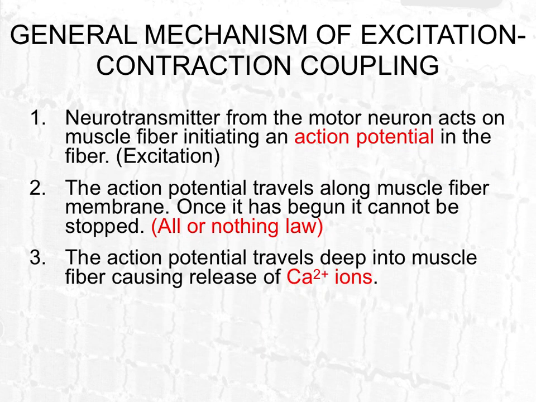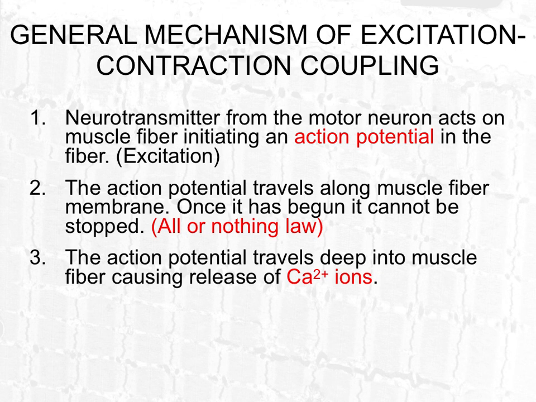So here's that in more words. Once the acetylcholine crosses the gap, it initiates what's called an action potential. So it's getting it ready to contract, and that's called excitation. The action potential travels all along the muscle fiber membrane. And the important thing about that is that once it starts, it can't be stopped. So it's all or nothing. It either will happen completely or it won't happen at all. There's no in between.